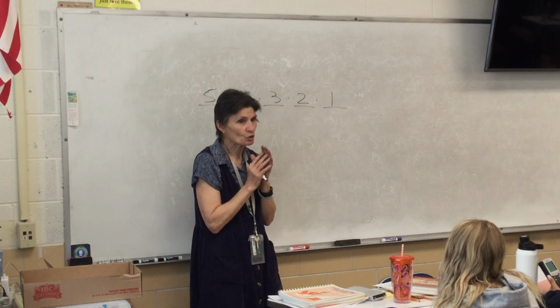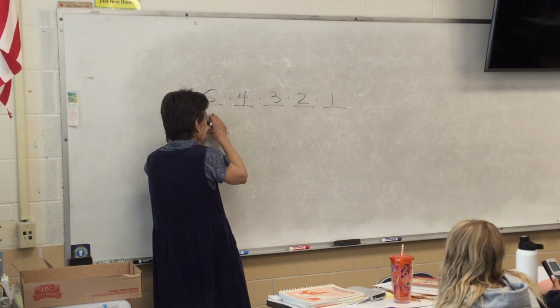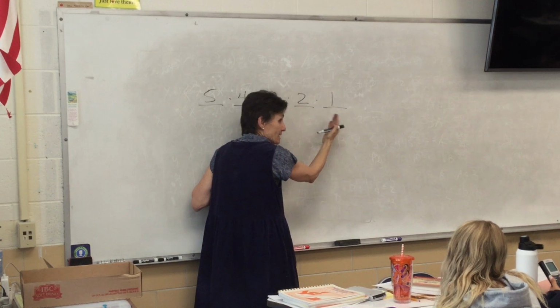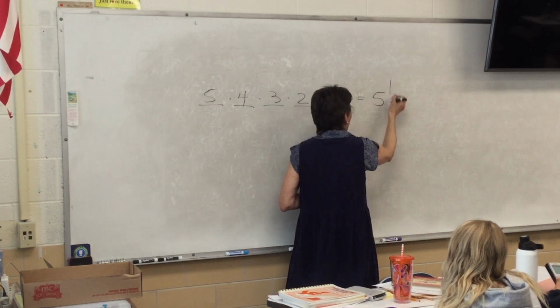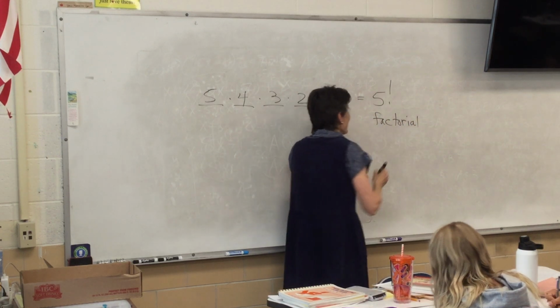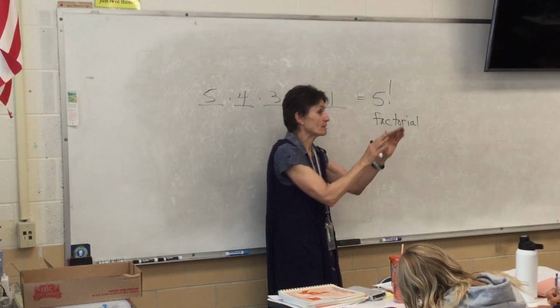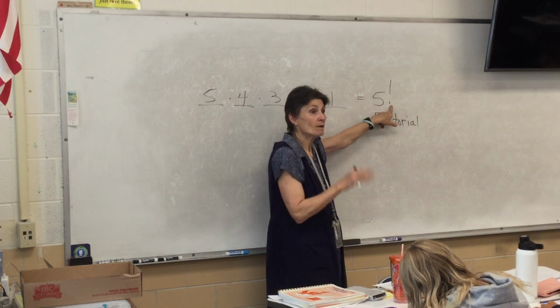So luckily, there's a shortcut. You may or may not know of this. When you start with a number and multiply by every single decreasing value, that's called factorial. So 5 factorial means 5 times 4 times 3 times 2 times 1. This is the symbol for factorial.